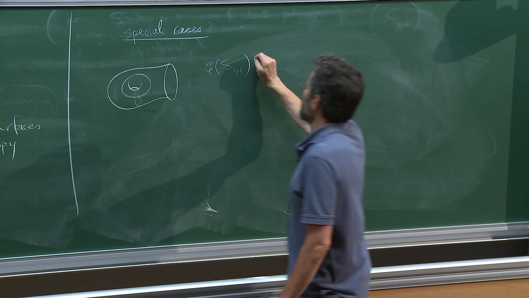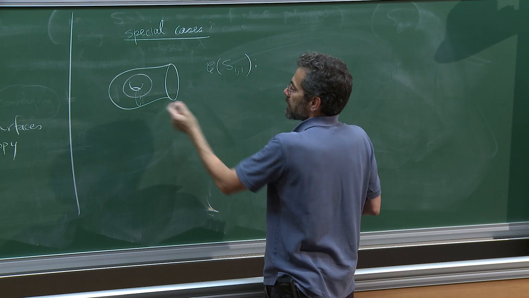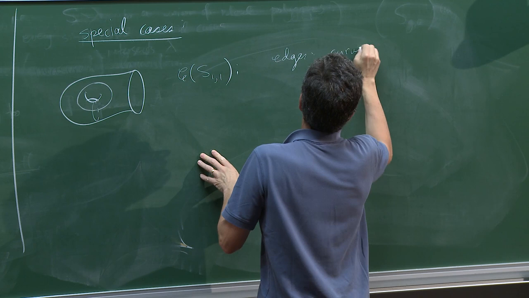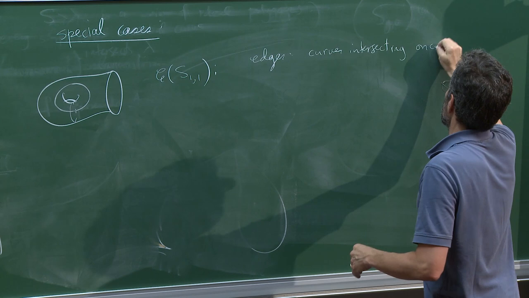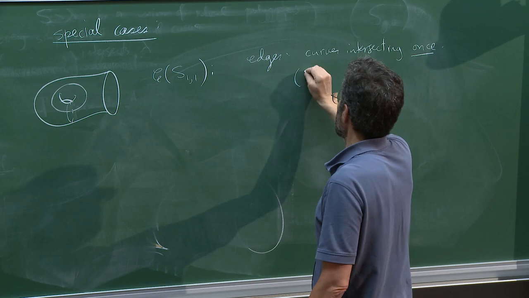And the answer is, we do the following. We have the same vertex set, but we define edges to be curves intersecting once. Right? Once is the least you can do, and that's going to define our edges. Okay, and if you've seen it before, this is equal to what's called the Farey graph. It's a very classical object.